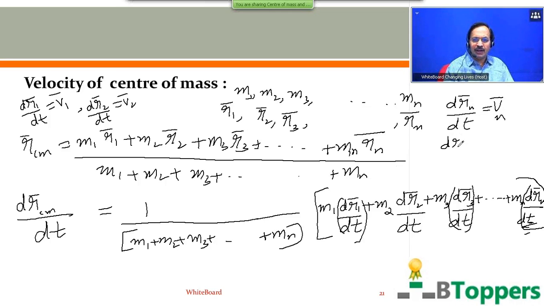Now dr_CM bar by dt can be written as V_CM bar, V bar subscript CM, which represents the linear velocity vector of the center of mass of the system with n particles. dr_CM bar by dt is the rate of change of position vector of center of mass with respect to the origin O. That gives the velocity vector of center of mass. So if you make these substitutions, you can get the expression for the velocity of center of mass of the system with n particles.